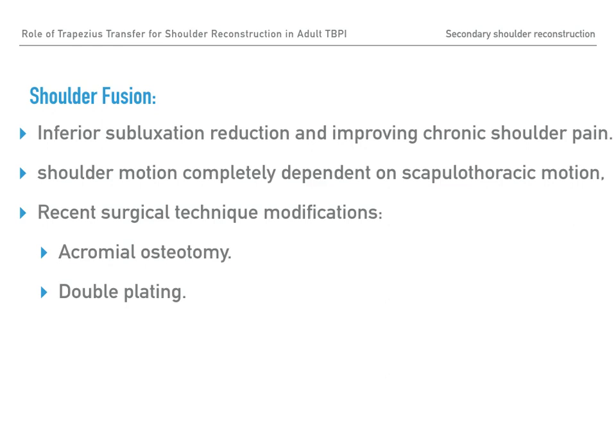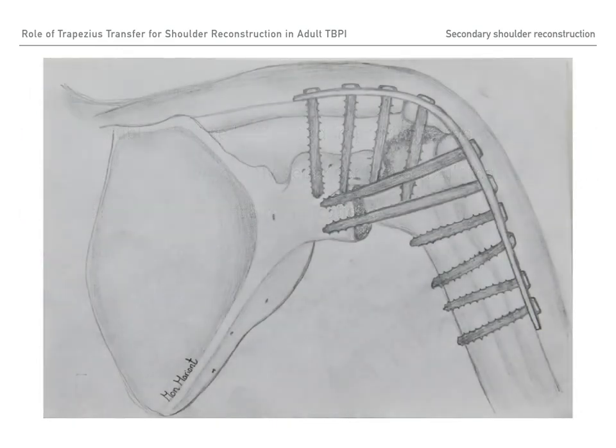The first technical modification for shoulder fusion is acromial osteotomy, in which you osteotomize the acromion and prepare the acromiohumeral surface for fusion in addition to the glenohumeral surface, which increases the fusion surface area and provides better contouring for the plate bending. The second modification is double plating. This drawing shows the acromial osteotomy technique for shoulder fusion.